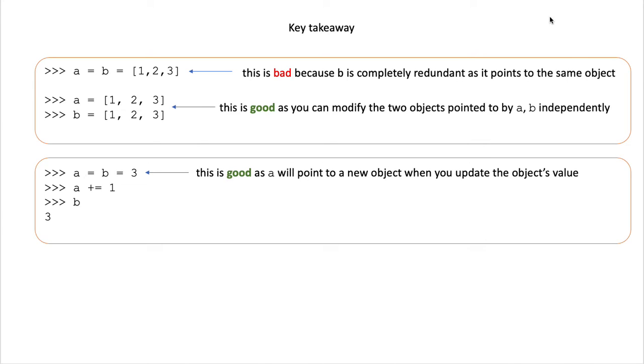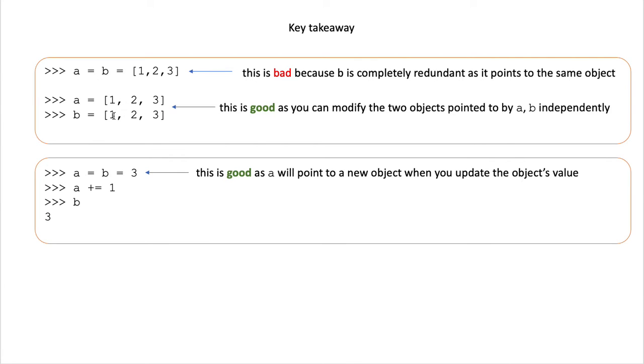Here are some final key takeaways. First, if you want to do a chain assignment to a list object, this is generally a bad idea because the y is completely redundant. Rather, you want to assign them independently so you can modify the two objects the references point to independently as well.